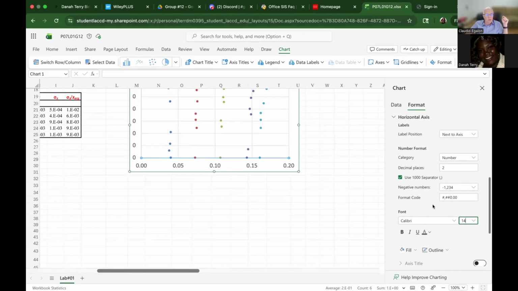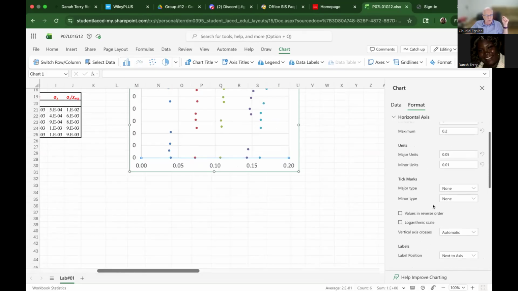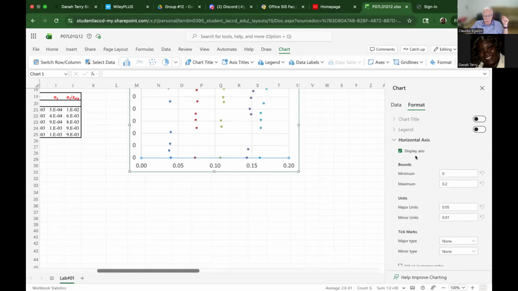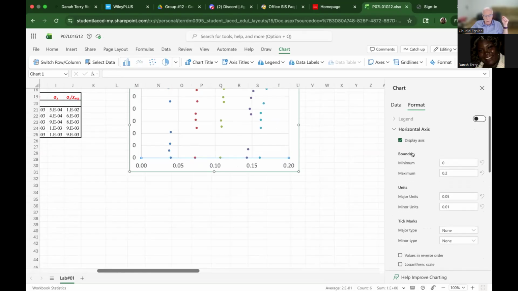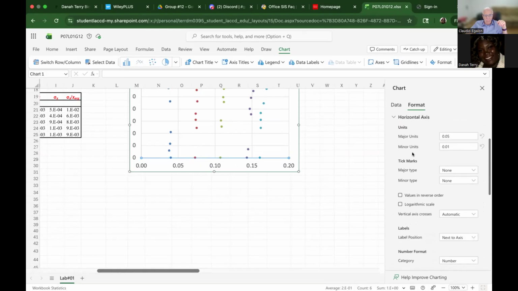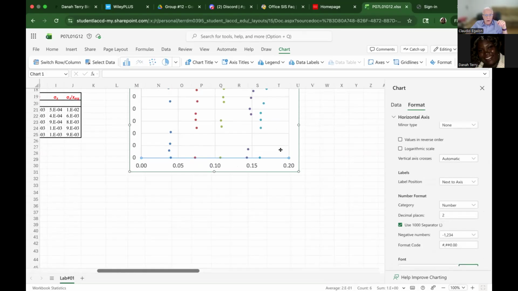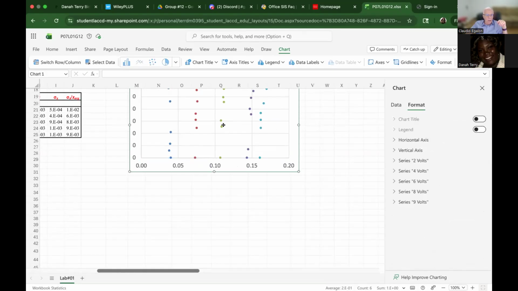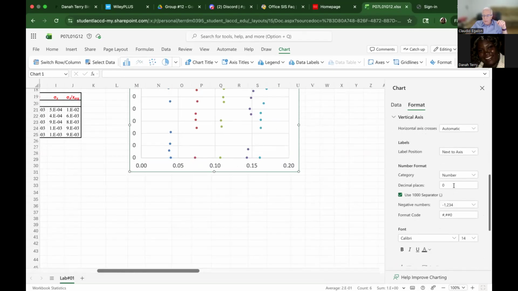Then you do the same for the vertical axis. You double click the numbers in the vertical axis. Move to the left. See the numbers in the vertical axis. Double click there. Oh, can you do that? Ah, that's another way. Decimal places, 2.